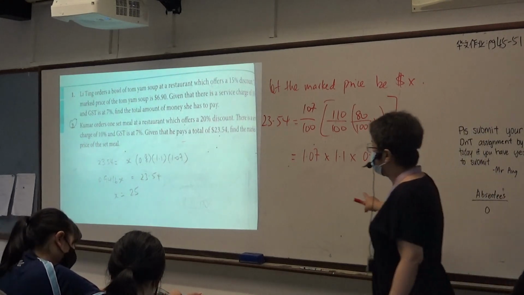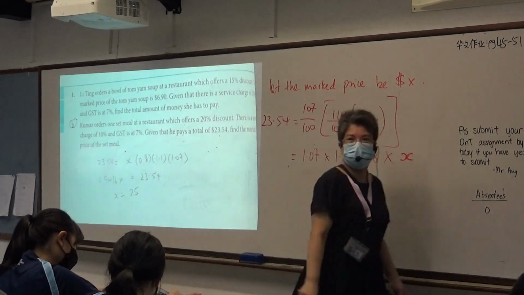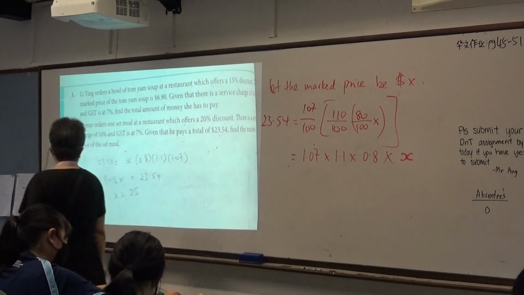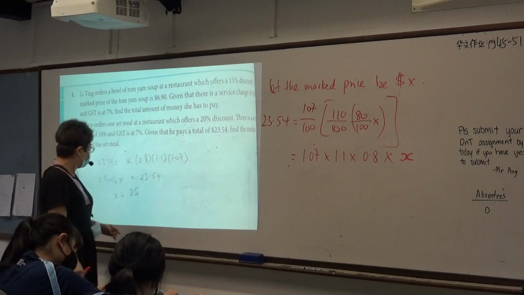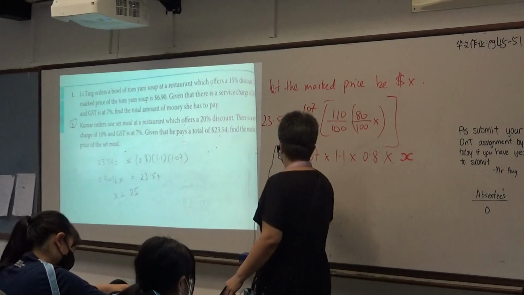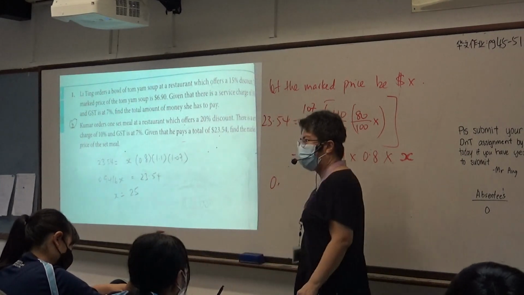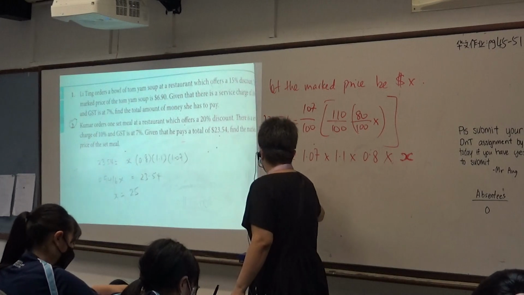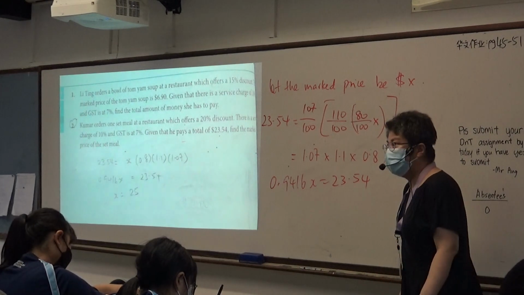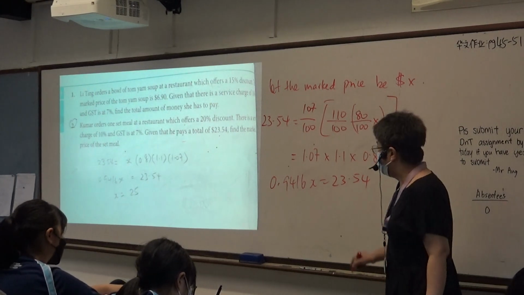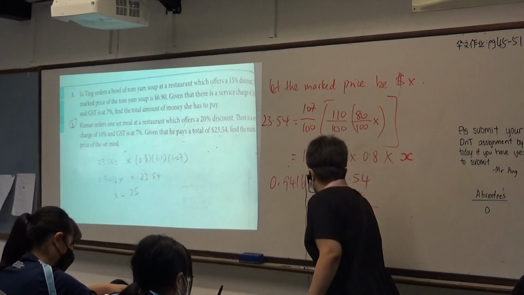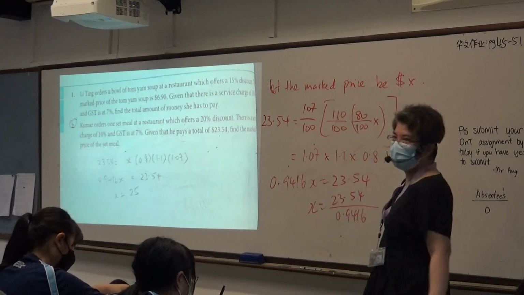Everybody okay? Now, can you key the calculator? This times this. All of you key for me now. Zero point 9416x will be 23.54, right? Am I right? I'm talking to you. So x will be what? 23.54 divided by what? 0.9416. Okay, all of you divide.